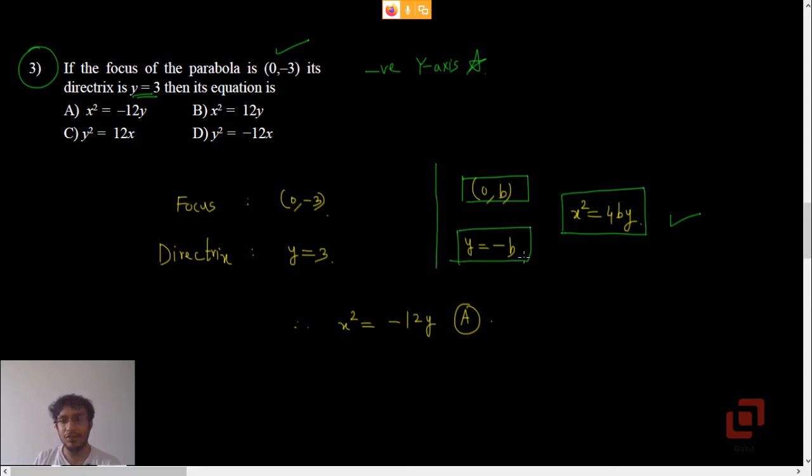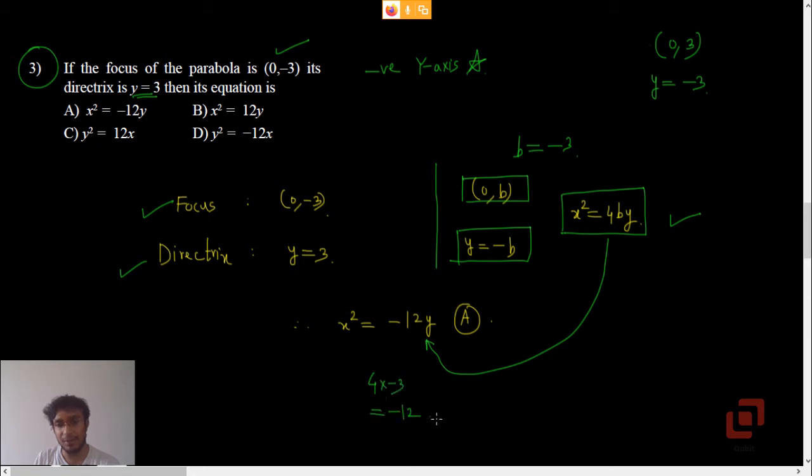So if you compare these three things with our data, focus at (0, -3), directrix at y equal to 3, then you will realize that the value of b is -3 and not +3. If b were equal to 3, then the focus would be at (0, 3), and the equation of the directrix would have been y equal to -3. Because b is -3, the equation of the parabola will be x squared equal to 4 into -3 into y, but 4 into -3 is negative 12. So the equation of the parabola is x squared equal to negative 12y. That is option A.